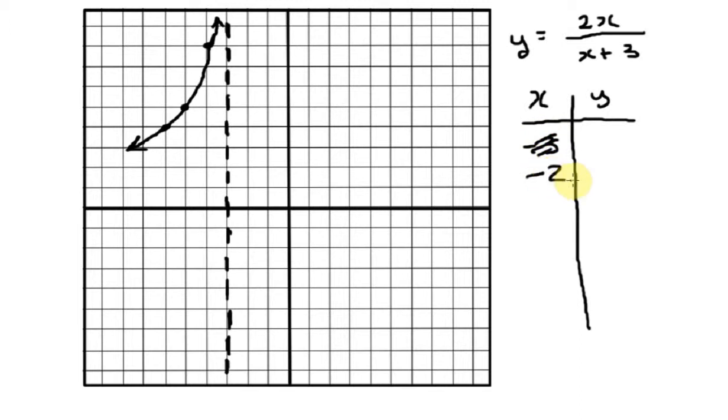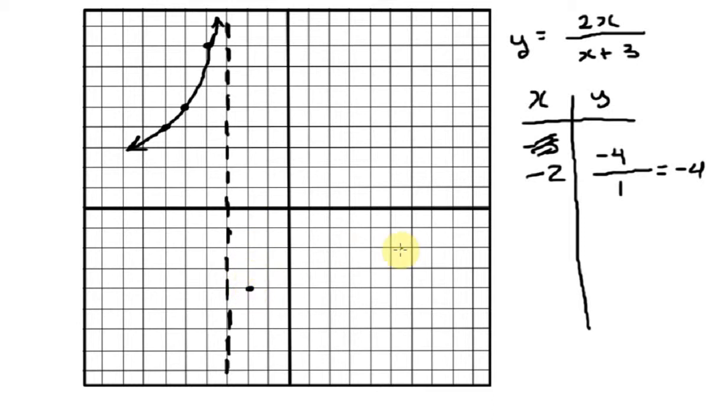How about negative 2? So we would have negative 4 divided by negative 2 plus 3, which is positive 1. So it looks like we got negative 4. So negative 2 is down at negative 4.